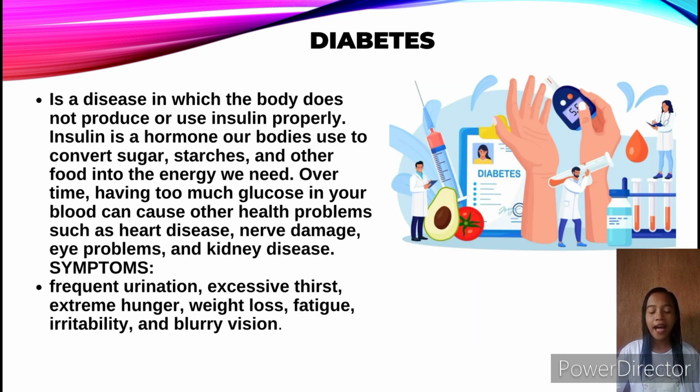Third, diabetes. Diabetes is a disease in which the body does not produce or use insulin properly. Insulin is a hormone our bodies use to convert sugar, starches, and other food into the energy we need. Over time, having too much glucose in your blood can cause other health problems such as heart disease, nerve damage, eye problems, and kidney disease. Symptoms of diabetes include frequent urination, excessive thirst, extreme hunger, weight loss, fatigue, irritability, and blurry vision.